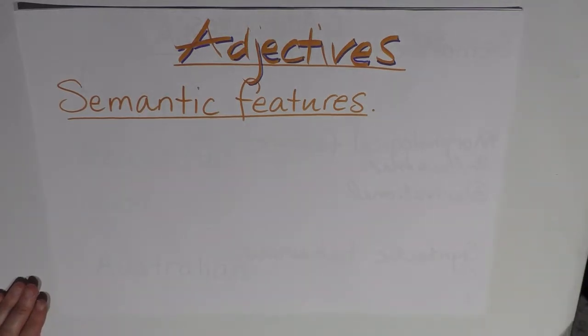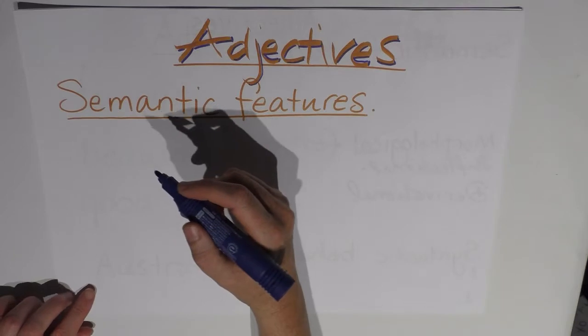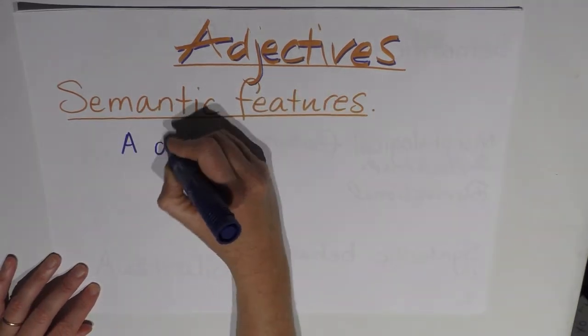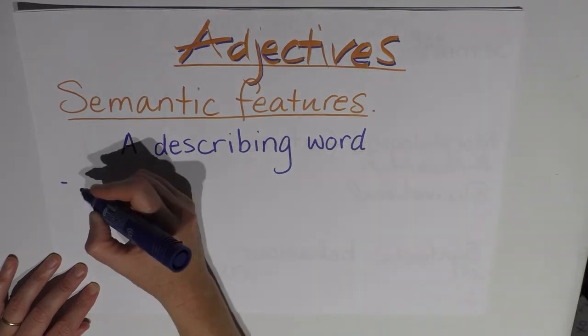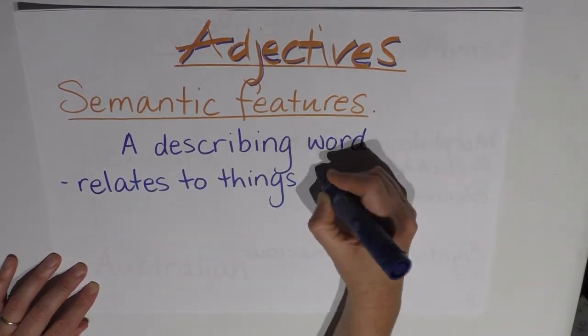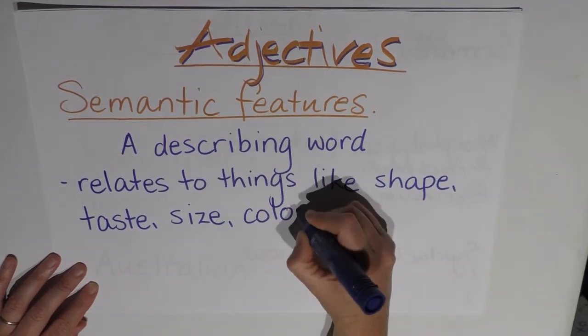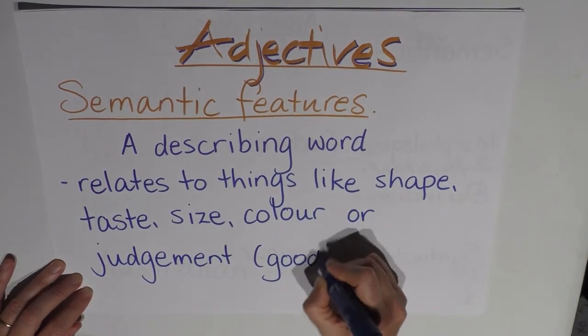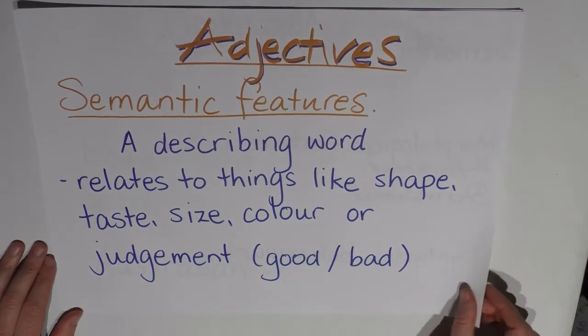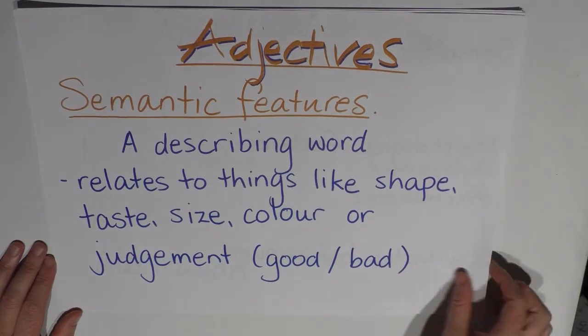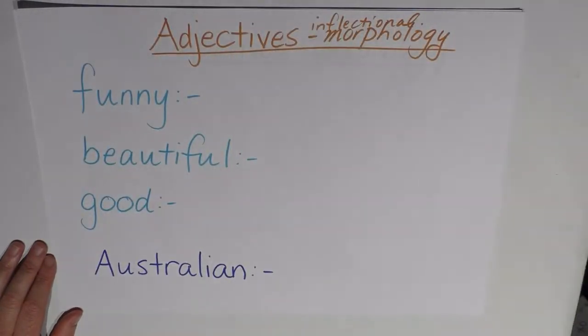An adjective is a describing word. That's its semantic feature. It relates to things like shape, taste, size, colour, or judgment, that is good or bad, or whatever. Let's just write that down. Okay, so that's its semantic feature. Let's move on now to morphological features. Now we'll start with inflectional morphology.